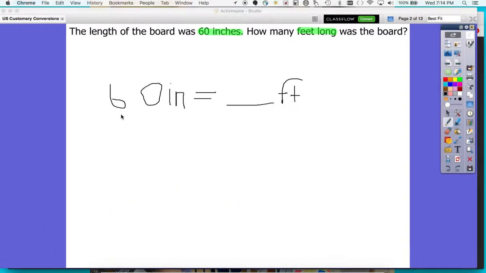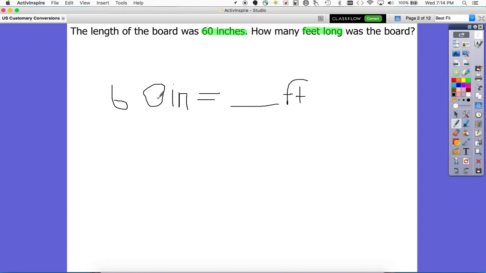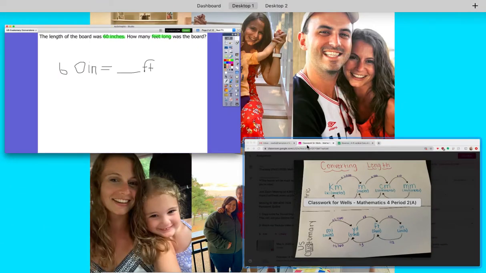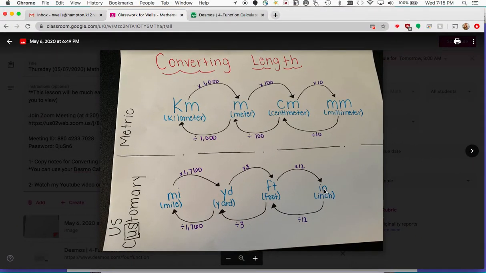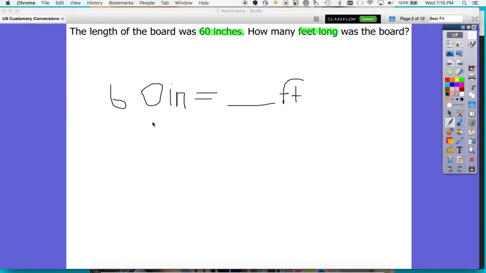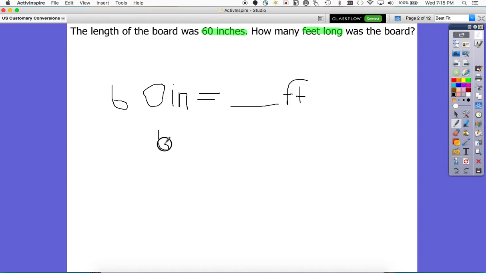So again, it gave us 60 inches. Got to get to something with feet. 60 inches divided by 12. 60 divided by 12.